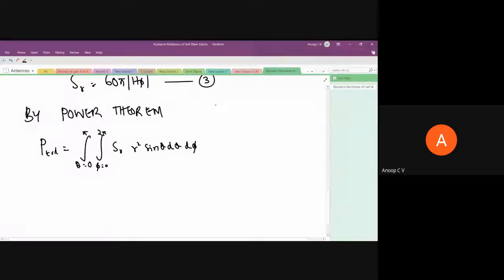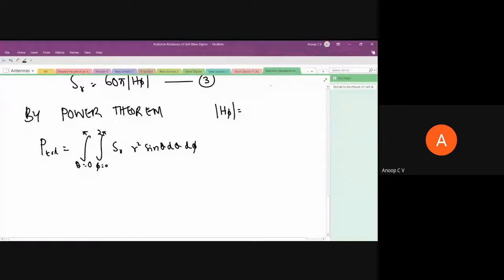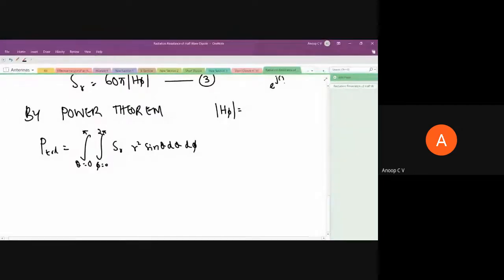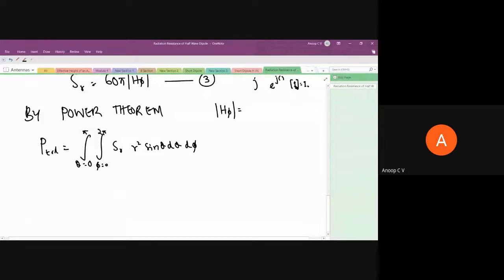What is mod of H phi, by the way? Anyone tell me what is mod of H phi, please? When it is the magnitude, I don't have to consider this e power j argument, because that is the phase part. I am interested in only the magnitude, so I can omit the e power j term. Whatever was there in the mod of I naught, I consider only I naught, and any multiplication with j I also don't have to consider.